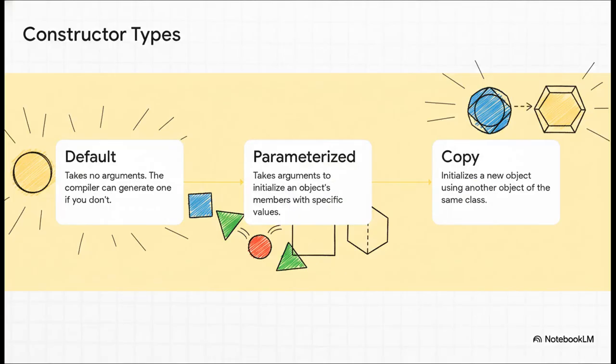C++ gives us three main types of constructors, and each one serves a slightly different purpose for getting our objects set up. The default constructor is kinda your basic, no-frills option. If you want more control, the parameterized constructor lets you pass in initial values right away. And if you need to create a perfect clone of an object that already exists, you'll use the copy constructor.